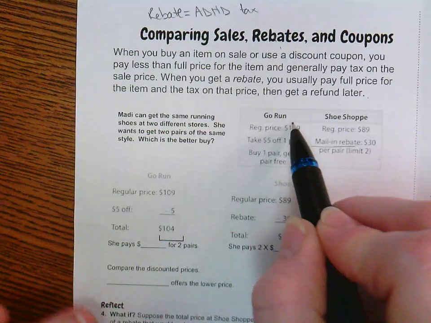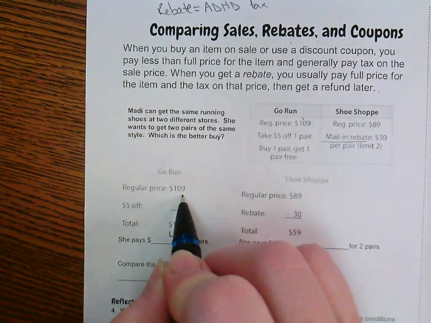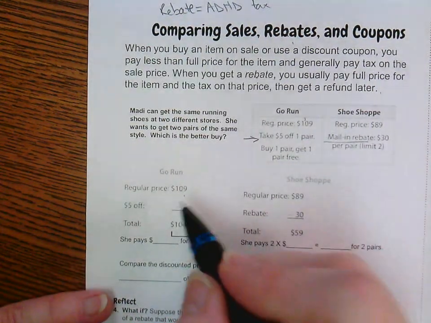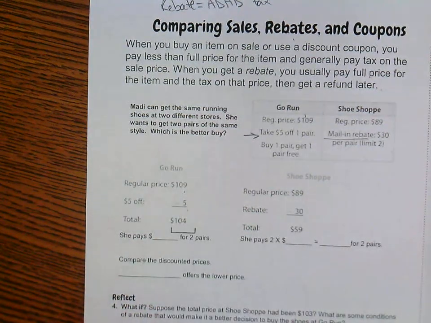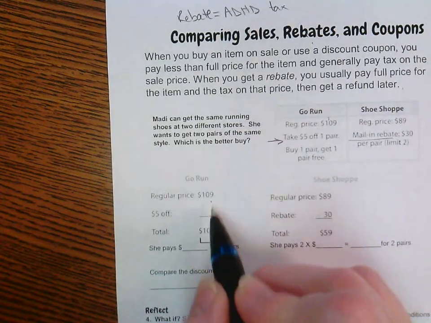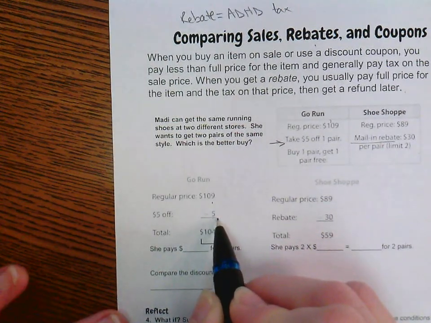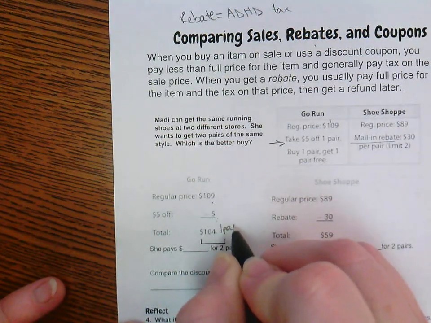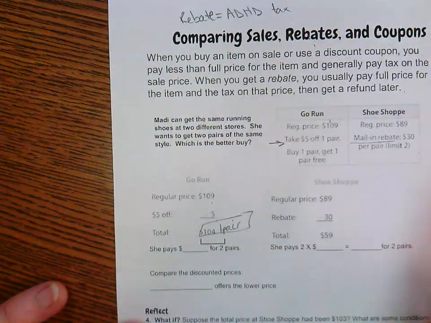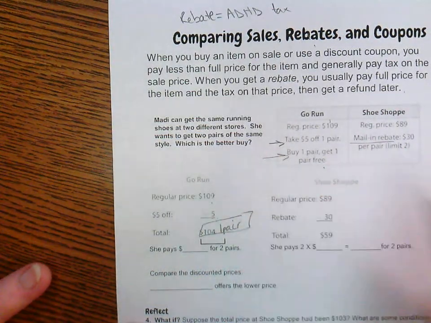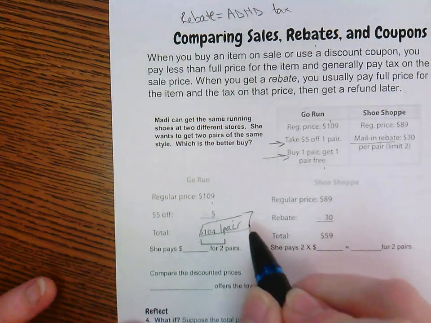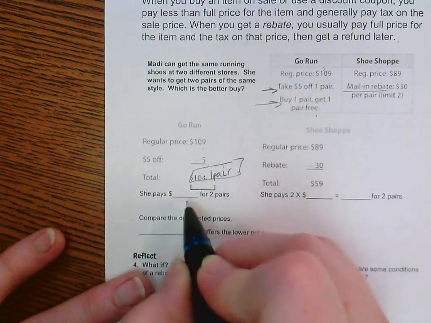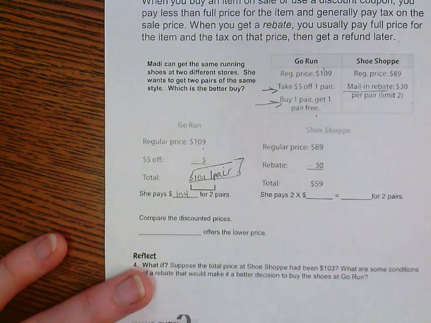So let's look at Go Run first. The regular price for these shoes is $1.09, and you can take $5 off one pair. So she's going to get one pair for $1.09 minus the $5 off. Okay, that's $104 for one pair. So that's one pair. But they also have a buy one pair, get one pair free. So once she pays the $104 for one pair, she gets the second one free. So she's really only paying $104 for two pairs of shoes.